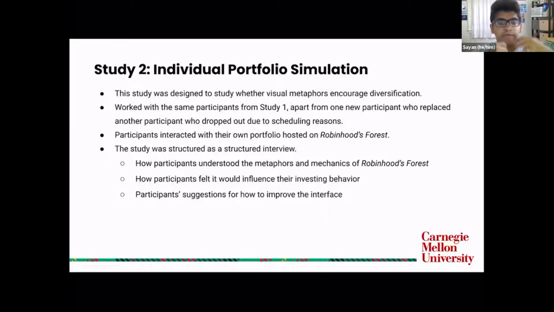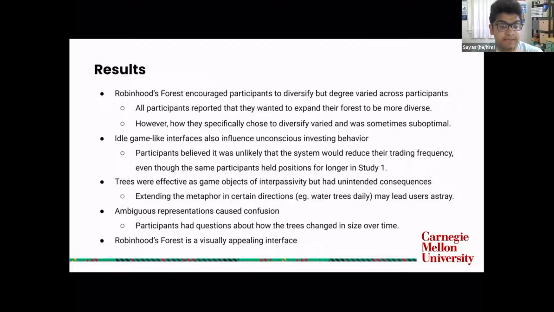In the structured interview, we asked 3 kinds of questions. The first was just asking whether participants understood the metaphors and mechanics used by Robinhood's forest. Second, we asked participants how they felt these mechanics would influence their trading behaviors. And thirdly, we asked participants for suggestions on how to improve the interface. From the study, we got very promising results.